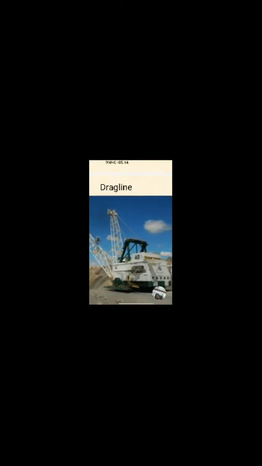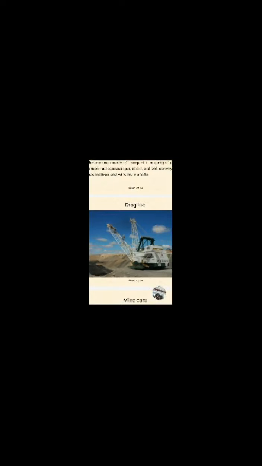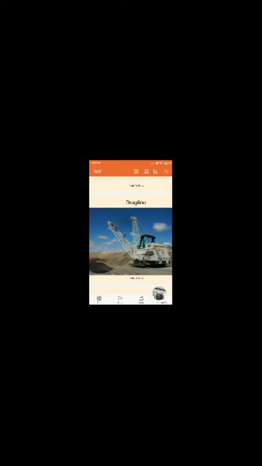And the material will be transported by rope haulages, locomotives, conveyor belts, winding shafts. Now you are seeing the drag line. This is the drag line. In open cast mines they use it to dig the overburden.